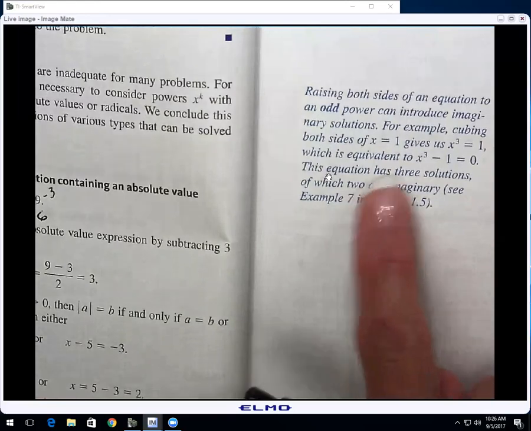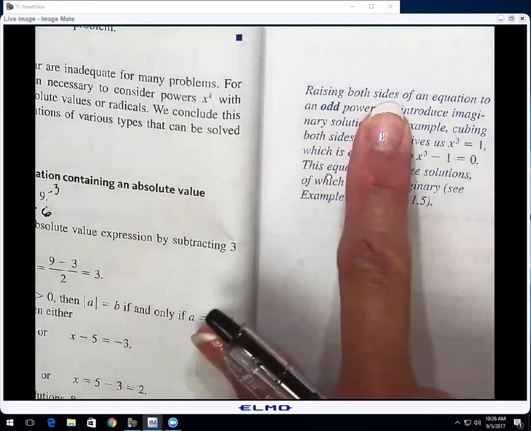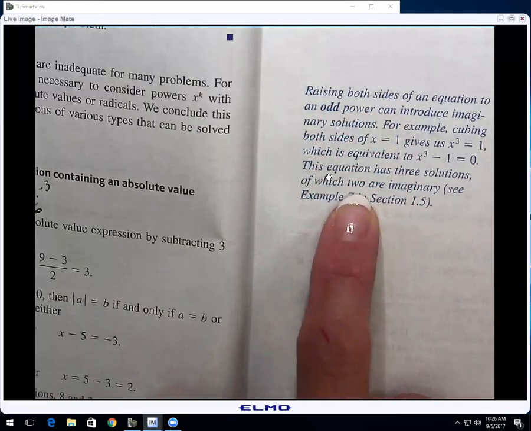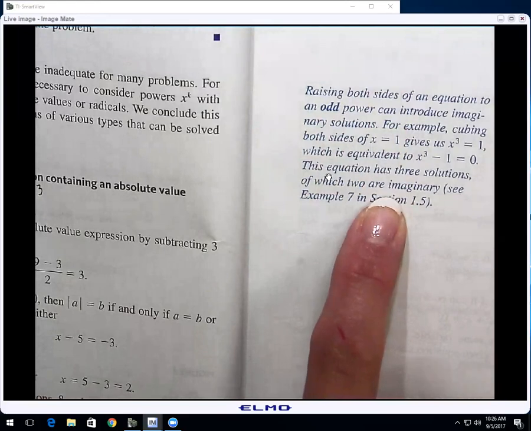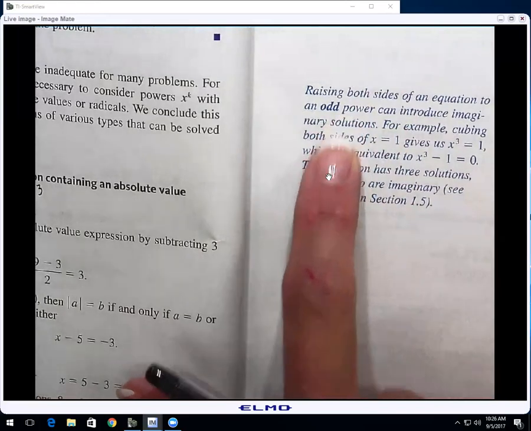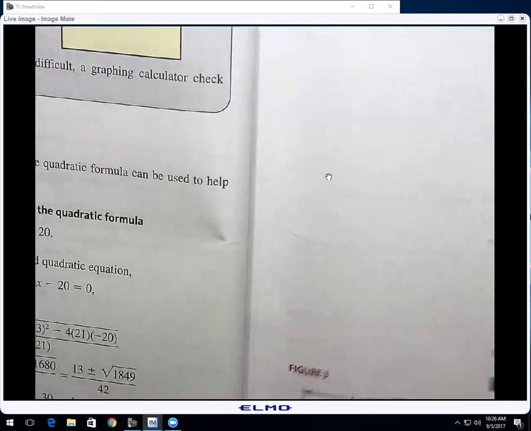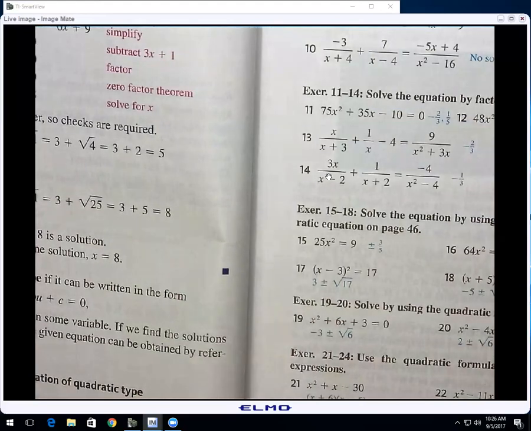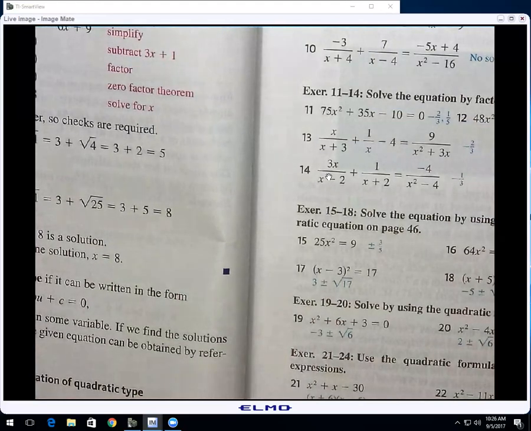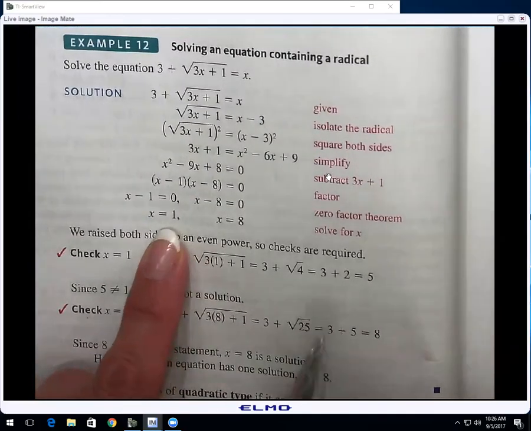And there's a good note, if you believe in writing in your books, there's a good note on page 51. Raising both sides of an equation to... actually that's not the note I thought. Raising both sides to an odd power can introduce imaginary solutions. Okay, that's not the note that I thought it was. When you square both sides, when you raise both sides to an even power, you always need to check your answers. We got 1 and 8 right here.